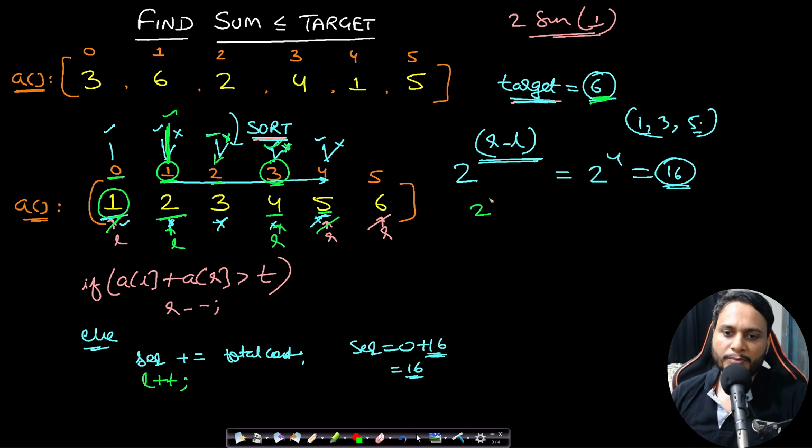So I will have 2 to the power of R minus L, that means 3 minus 1, 2. So 4 valid subsequences starting at index 1. So 4 will be added and this becomes 20.